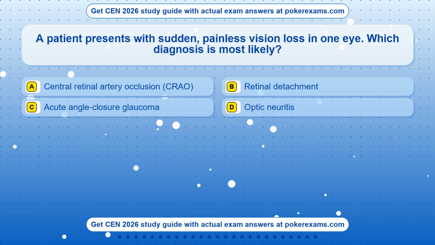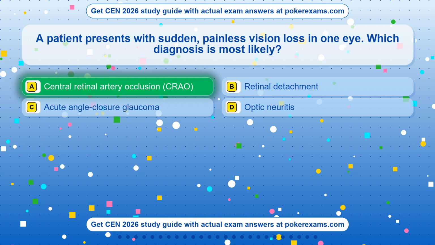Question 21. A patient presents with sudden, painless vision loss in one eye. Which diagnosis is most likely? Option A, central retinal artery occlusion, CRAO. Option B, retinal detachment. Option C, acute angle closure glaucoma. Option D, optic neuritis. The correct answer is option A. Central retinal artery occlusion, CRAO.